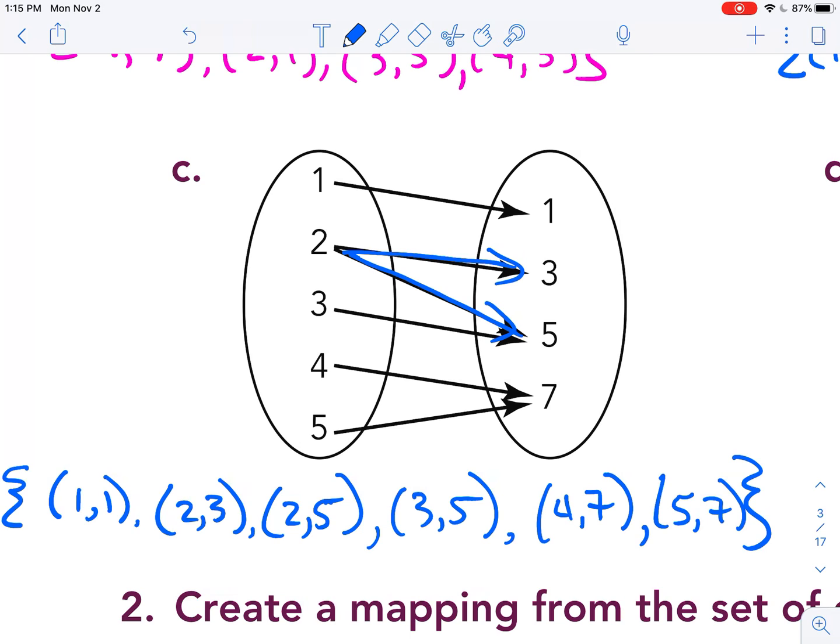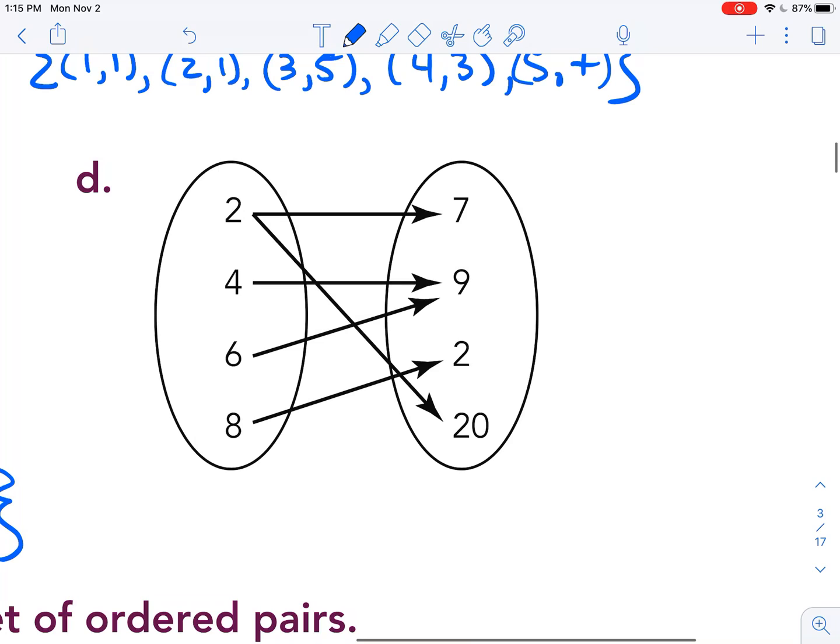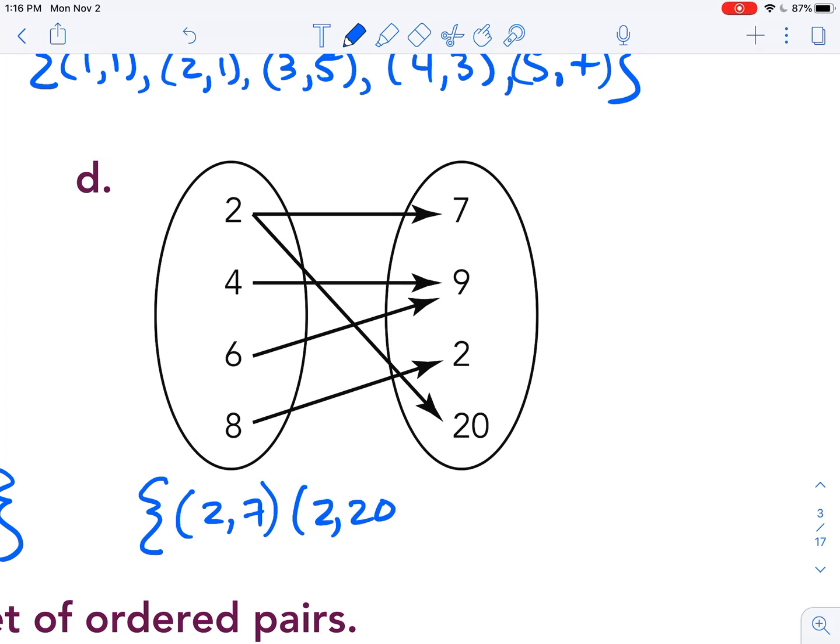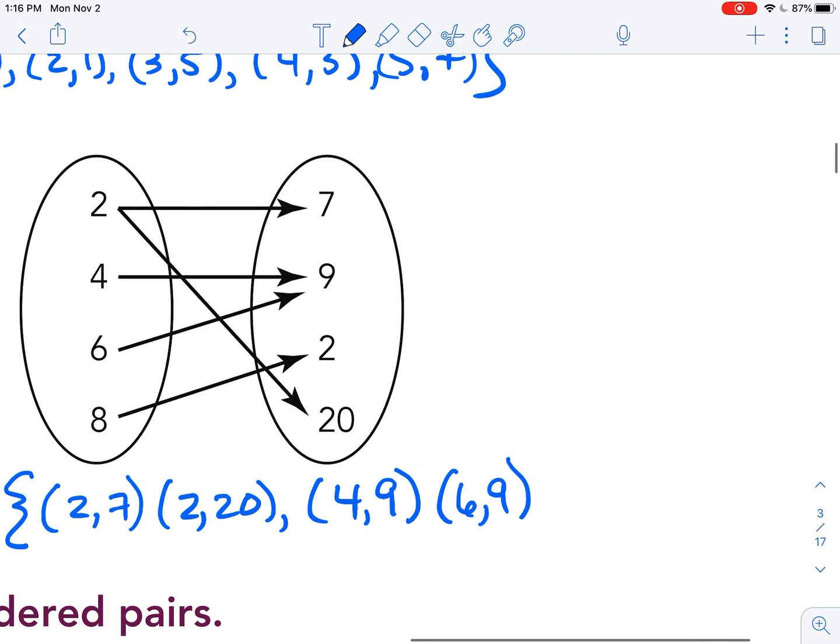Then we also have this last one. Goes 2 to 7, but it also does 2 to 20. 4 to 9, 6 to 9, and 8 to 2.